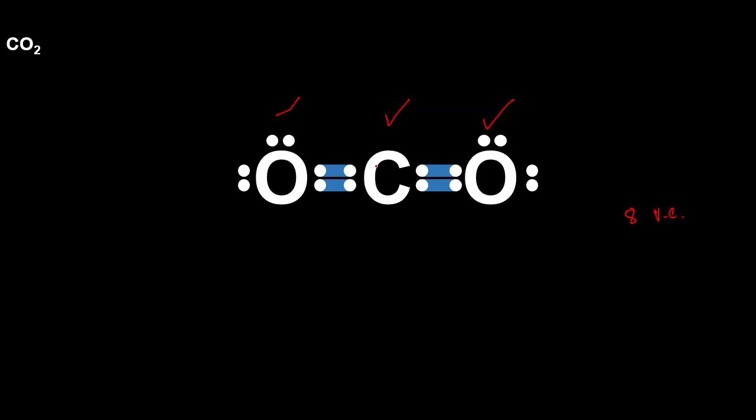Now, we can simplify this electron dot structure by removing the valence electrons around the atoms on the sides of the molecule. So here we can simplify this one like this. So this is the simplified electron dot structure for CO2.